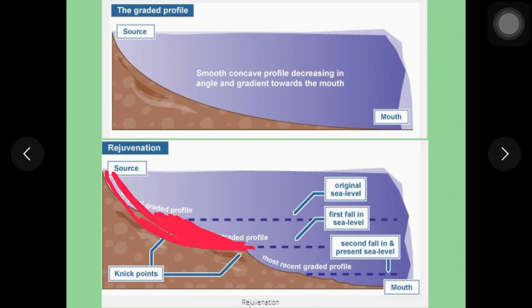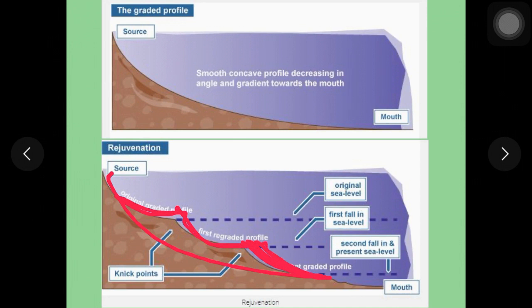But before that happens, there is further drop in the sea level, and now this river is trying to achieve this graded profile, and as a result of this you can see one more phase of regradation, isn't it? So there are various phases of regradation along the profile of the river due to the sea level changes, and the river is taking more time to achieve a new graded profile.